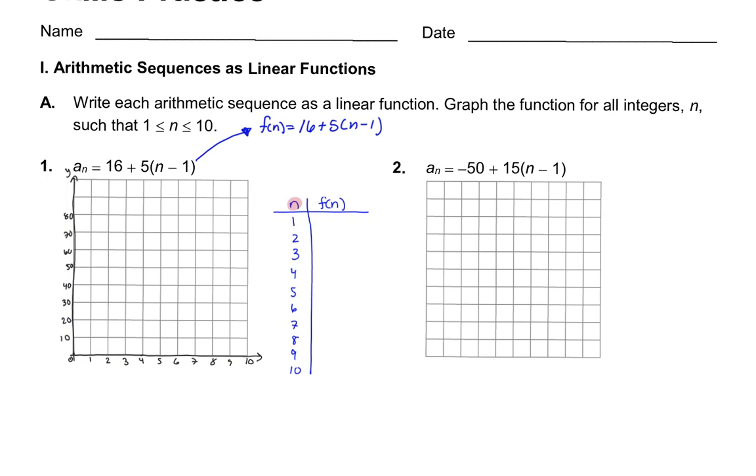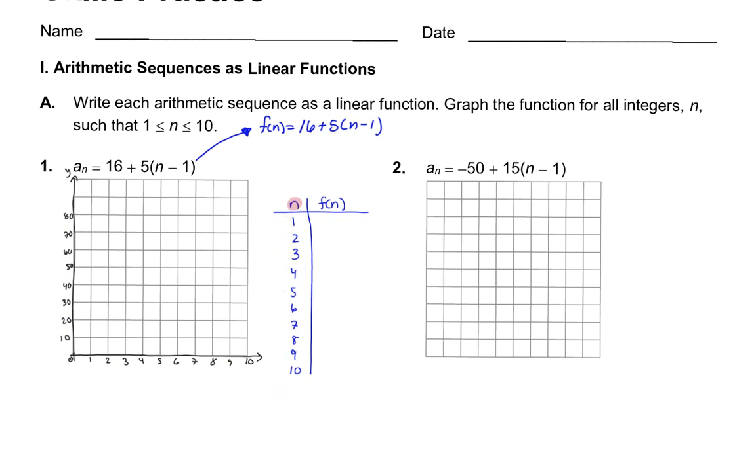Okay, so this is a worksheet that I handed out. It's in class. I'm going to do number 1 and number 3, and your homework is going to be number 2 and number 4. So they're asking us to write each arithmetic sequence as a linear function. So I'm going to change this a's of n to f of n, and now it's going to be a linear function. I'm going to simplify it, and then we're going to graph the integers from 1 to 10. This is why I have 1 through 10 here.